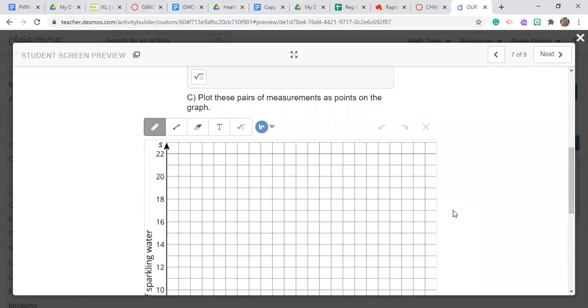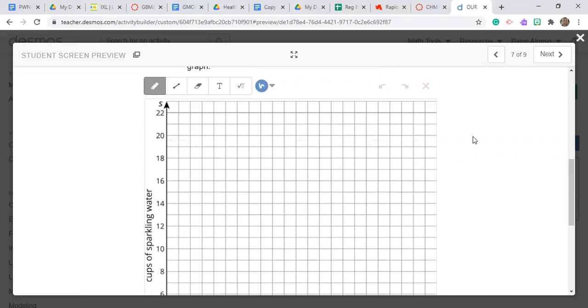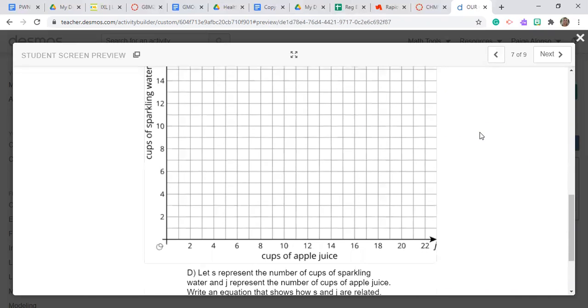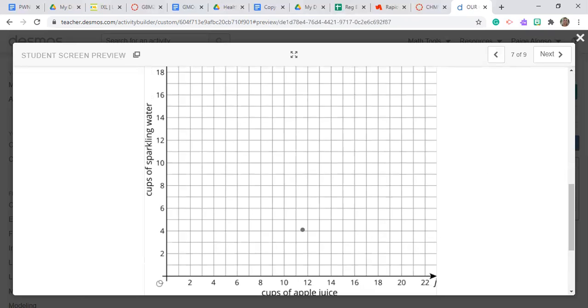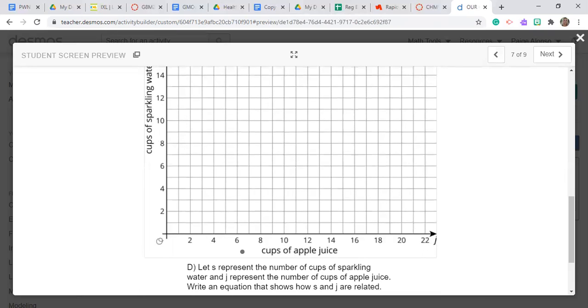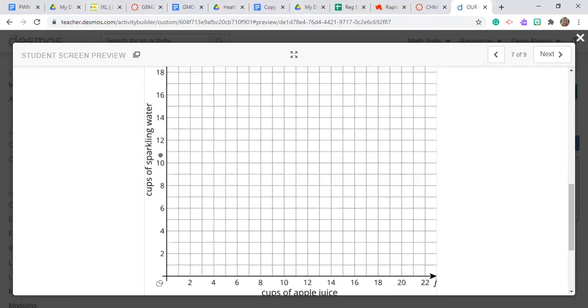Part C, plot these pairs of measurements as points on the graph. So use your graph to plot the points of measurement. On the x-axis, we have cups of apple juice. And on our y-axis, we have cups of sparkling water.